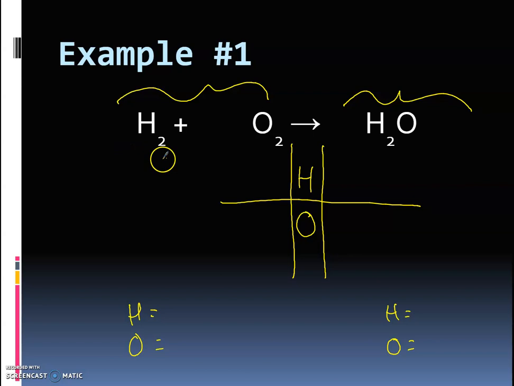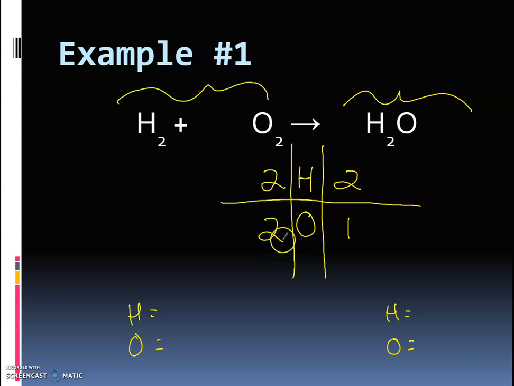So here is H2. That means I have two hydrogens on the left and O2, meaning I have two oxygens on the left. On the right-hand side, I have two H's and I have an implied one oxygen. Now switch your colors. When you switch your colors, this is the color that you're going to use for your coefficient. So balance all non-H's and O's first. Okay, I'm good. Balance your H's. I'm good there too. So now we balance the oxygens.